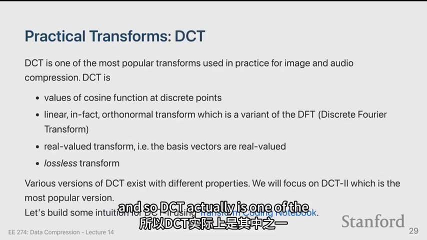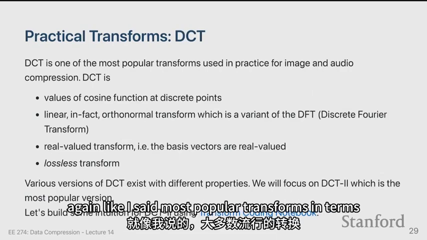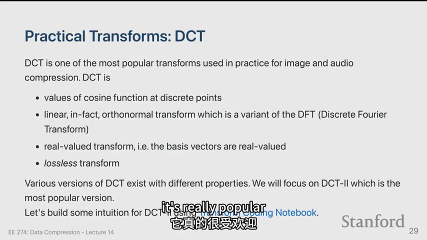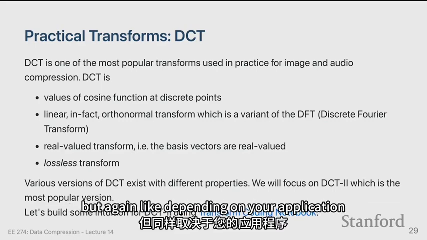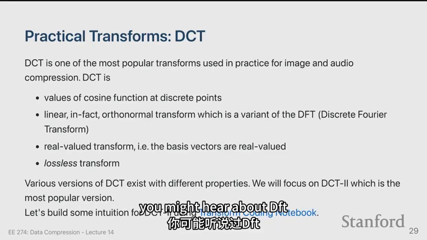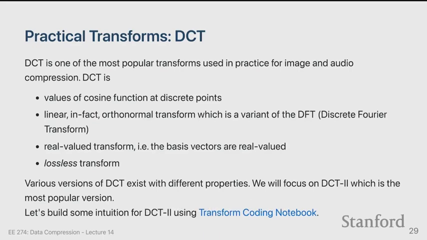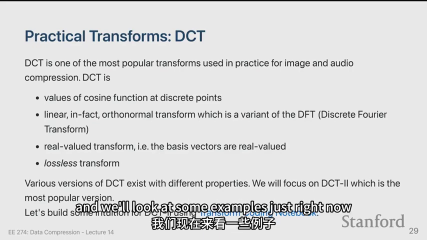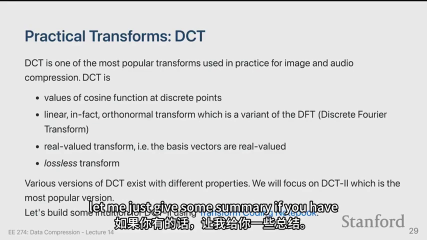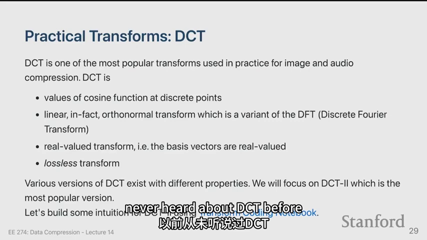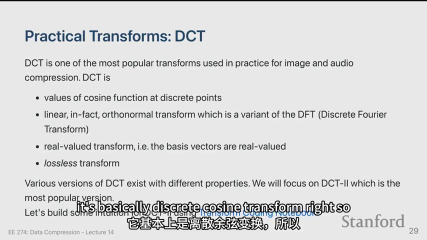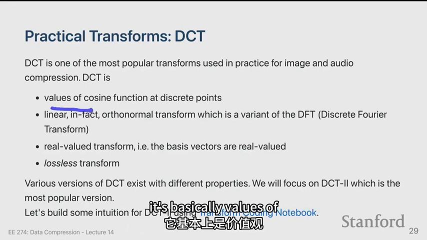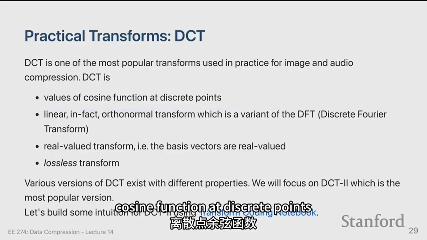And so DCT, like I said, is one of the most popular transforms in the compression world. But depending on your application, you might hear about DFT and many other transforms. Let me give some summary if you have never heard about DCT before. It's basically the discrete cosine transform, so it's basically values of the cosine function at discrete points.